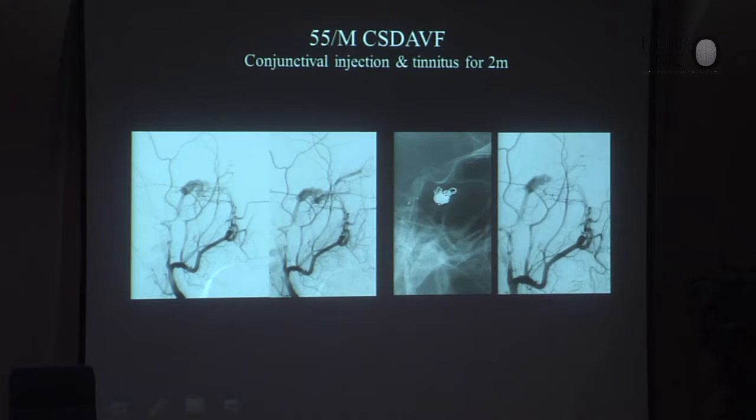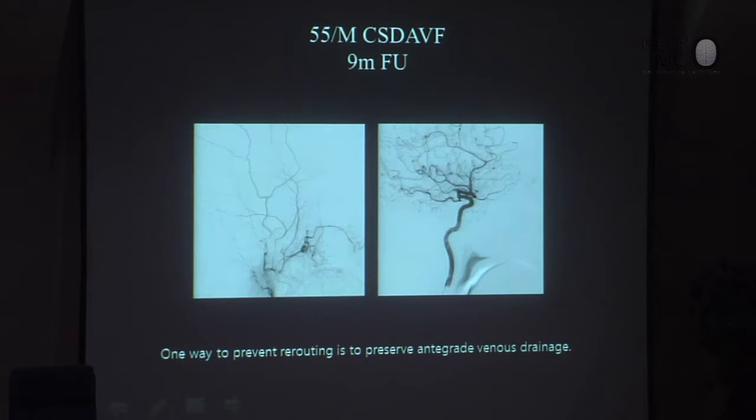We focused on this fistula area and put some coils there, and even after obliteration of this part, there is some more draining vein into the antegrade area. So in order to prevent rerouting, we usually preserve antegrade flow in order to induce spontaneous healing, and if there is any residual or aggravation of the lesion, we can re-enter. Anyhow, 9 months follow-up shows the disappearance of the residual lesion. So one way to prevent rerouting is to preserve antegrade venous drainage.